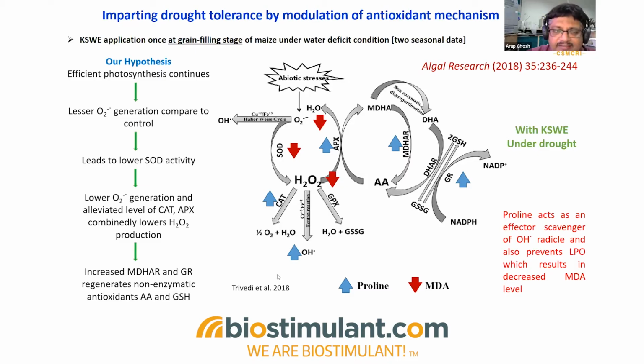That's why fewer oxide radicals are generated. It leads to lower superoxide dismutase activity, lower radical generation, and an elevated level of catalase, the quenching enzyme, and APX, which combined lower ROS production. And we found increased MDHAR and GR enzymes, and the non-enzymatic antioxidants like ascorbic acid and glutathione were also improved.